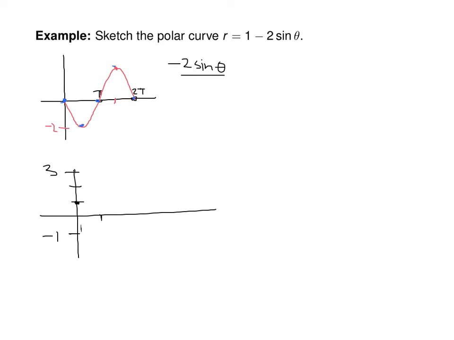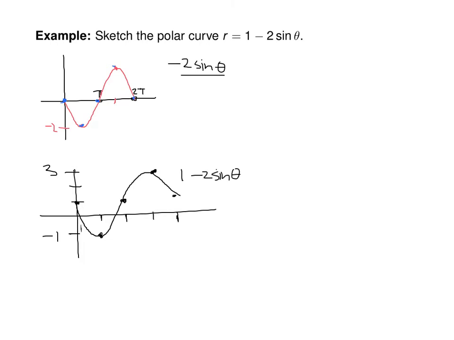At pi over 2, we're now at negative 1. At pi, I'm actually at 1. At 3 pi over 2, I'm at 3. And at 2 pi, I'm back at 1. So that's a rectangular graph of 1 minus 2 sine theta.